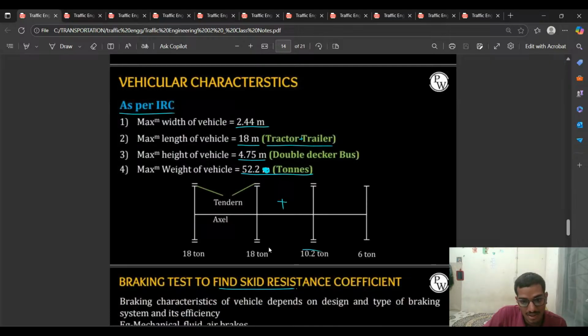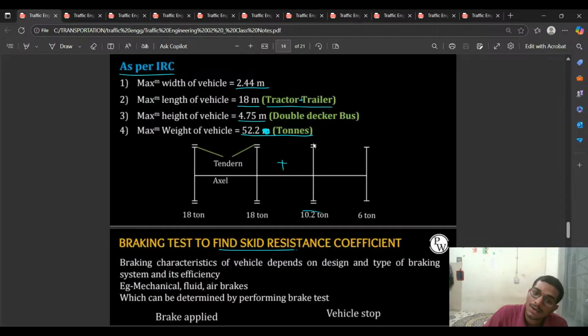Standard axle, this one is for 6 tons. If one axle, 6 ton; two axles, 10.2 tons; three axles, 18 tons. I understand. Any vehicle with one axle has a weight of 6 tons. If a vehicle has two axles with four tires on an axle, then that weight is approximately 10.2 tons. If they are connected, then it is in tons.